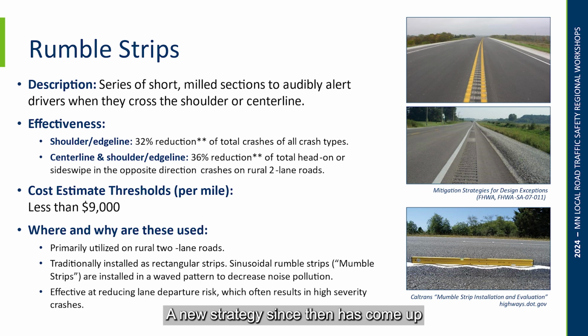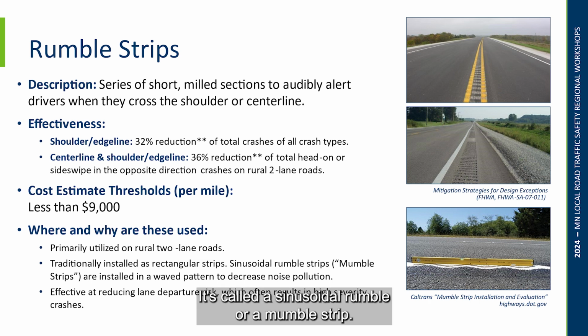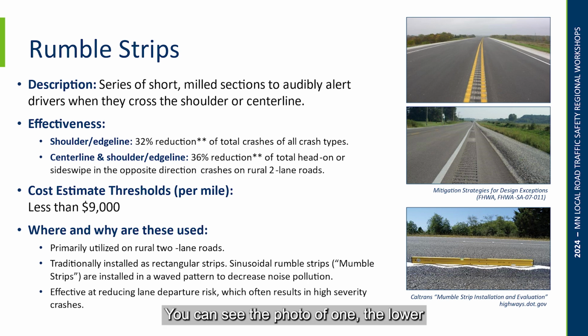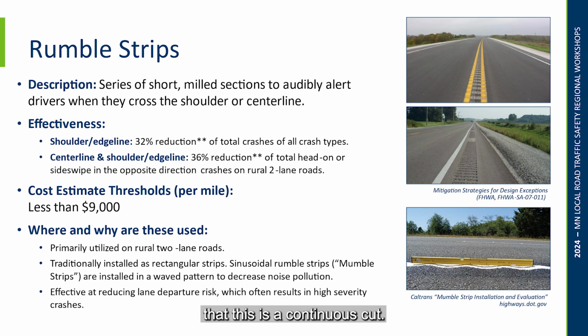A new strategy since then has come up that addresses this issue of traffic noise. It's called a sinusoidal rumble or a mumble strip. You can see the photo of one in the lower left-hand corner of the slide. What's different is that there's no vertical edges, that this is a continuous cut that's a sine wave, but all of the rumble is below the surface of the road.